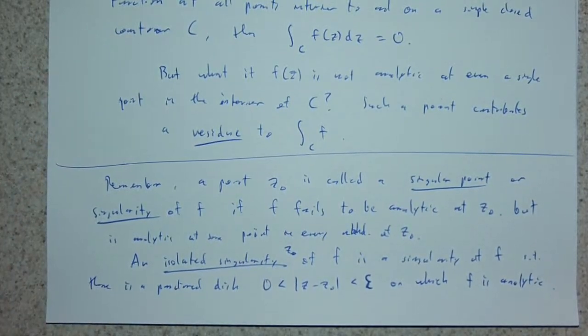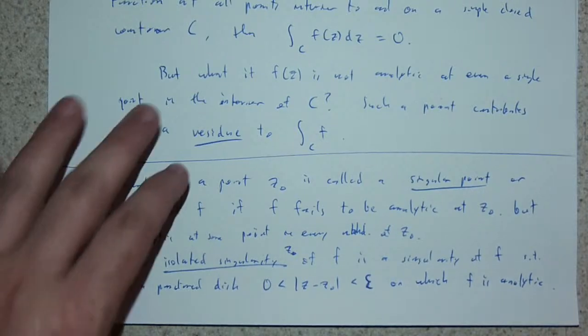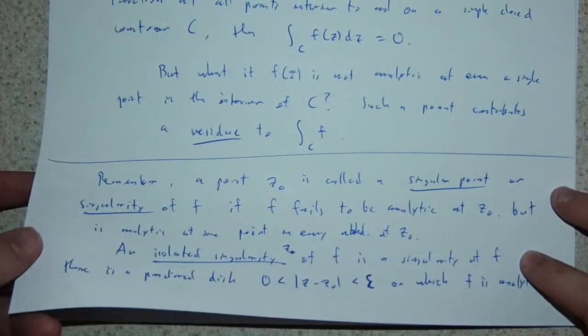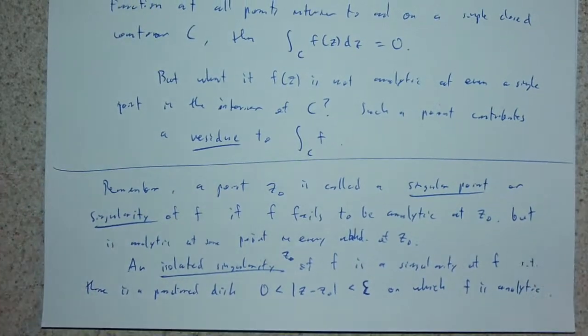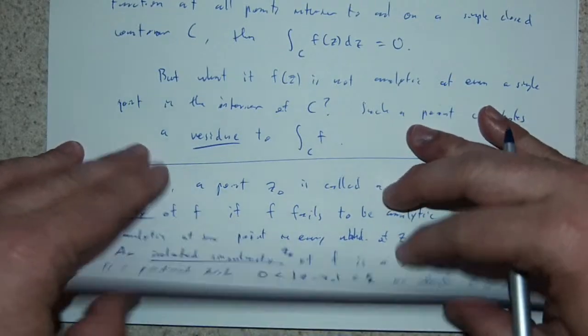Isolated singularities are what we'll refer to, kind of casually, as nice singular points or nice singularities. So what is the idea behind an isolated singularity? The easiest example of one is the singularity of 1 over z. 1 over z has an isolated singularity. It's a singularity at z equals 0. It's the only place it fails to be analytic. It's analytic everywhere else.